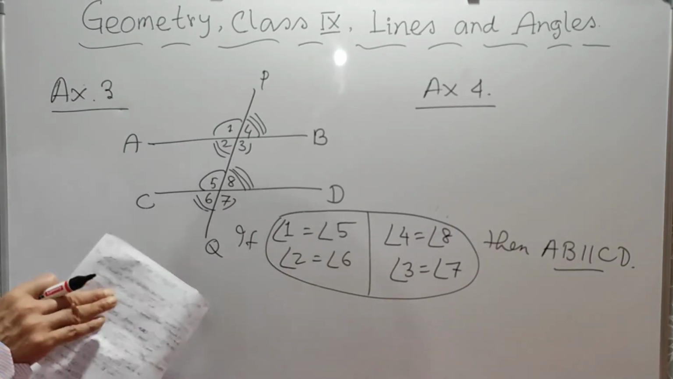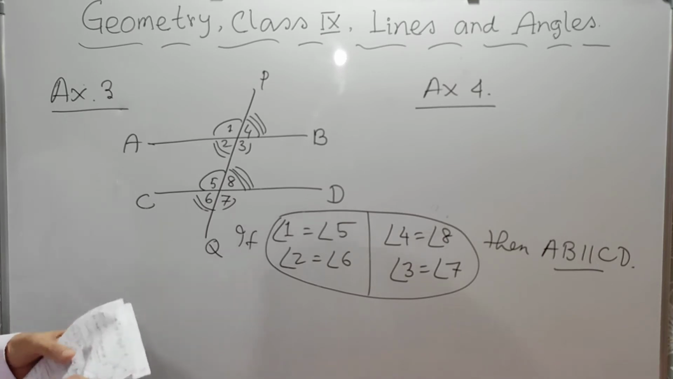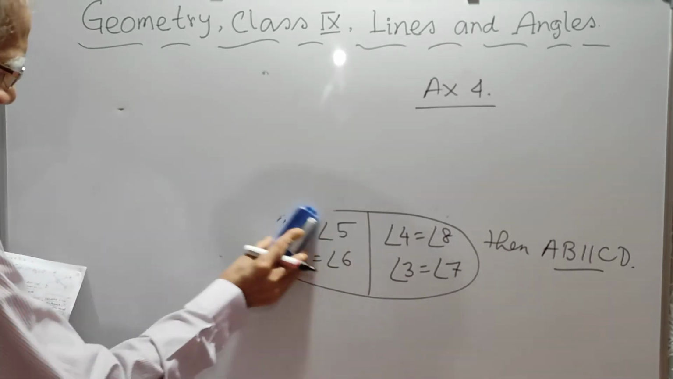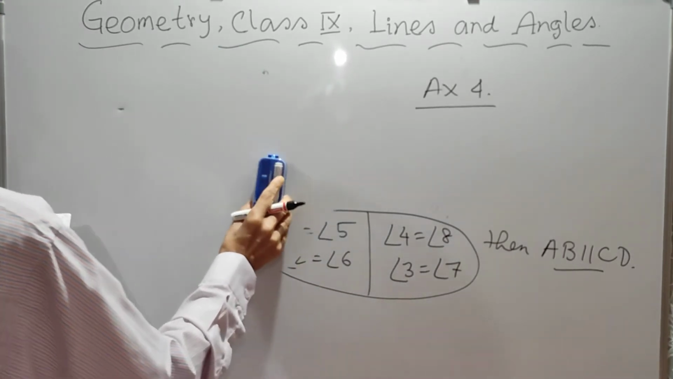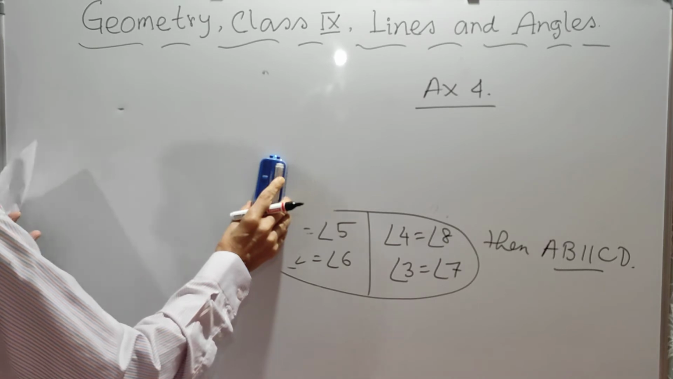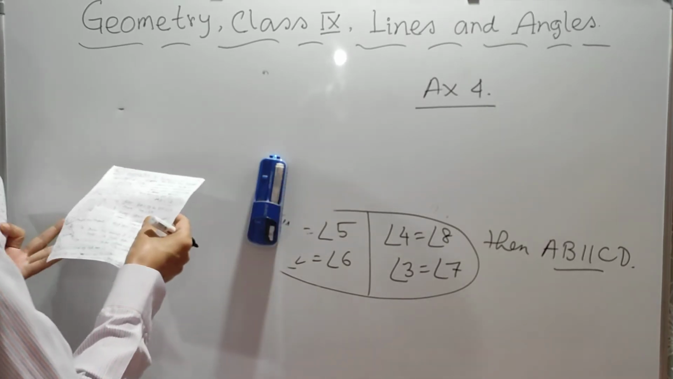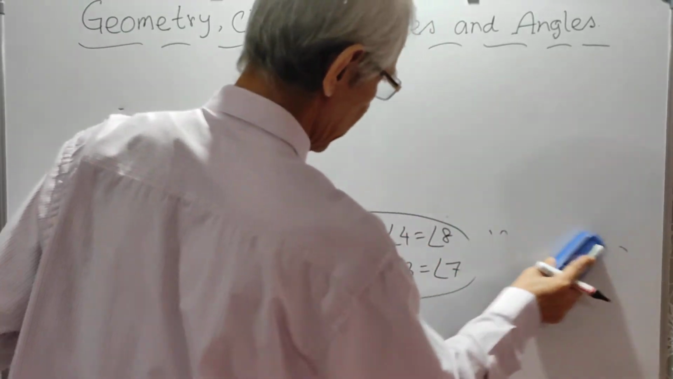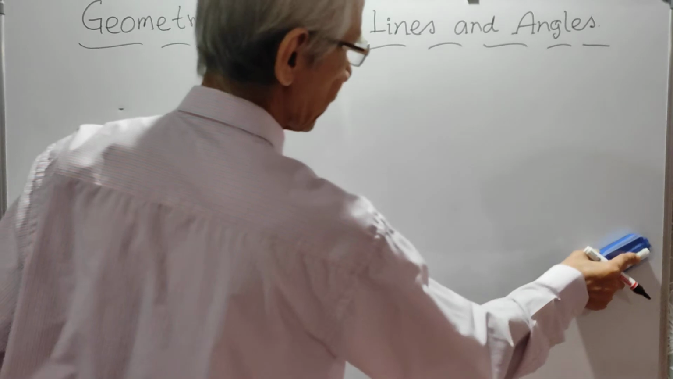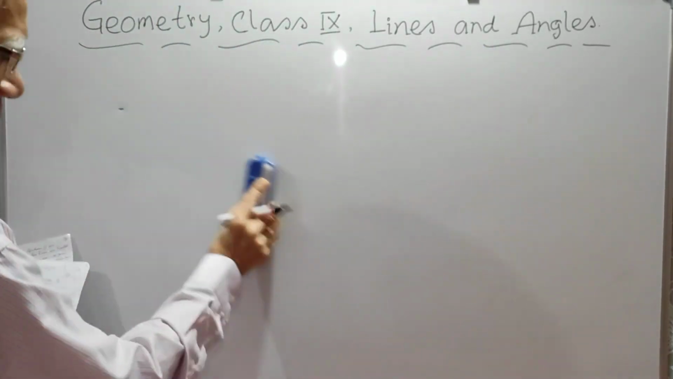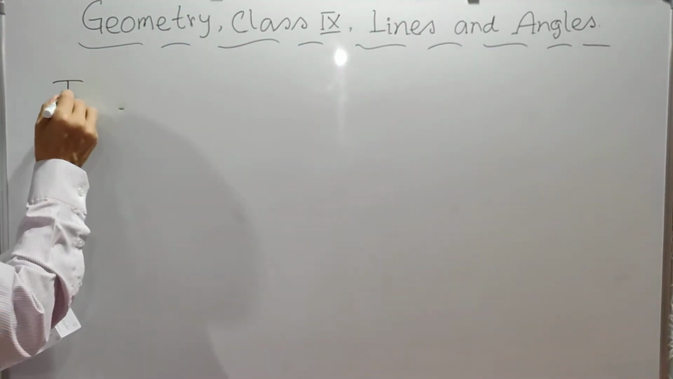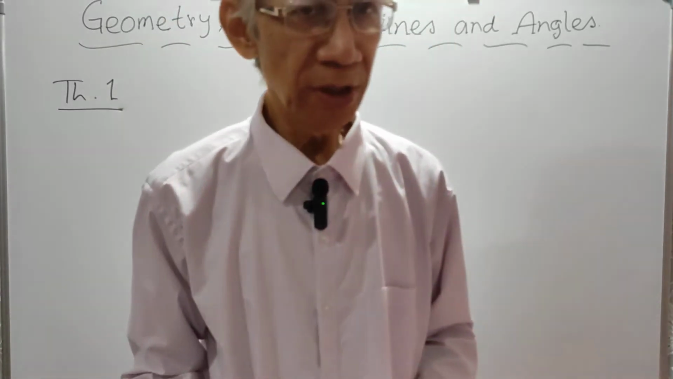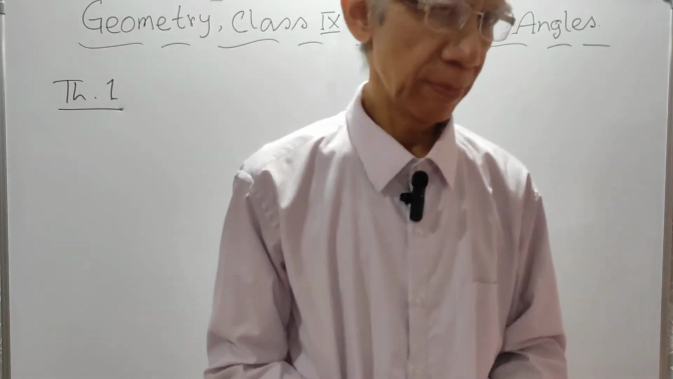All right. Now let us see theorem 1. First theorem. There are altogether 8 theorems. Now let us see how far we can do today. Okay, now theorem 1. Theorems are those statements in geometry which require proof. We must prove them, right?